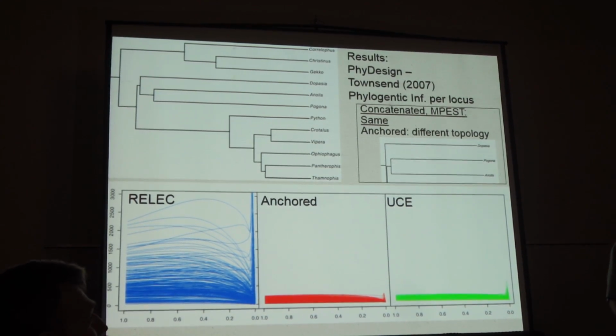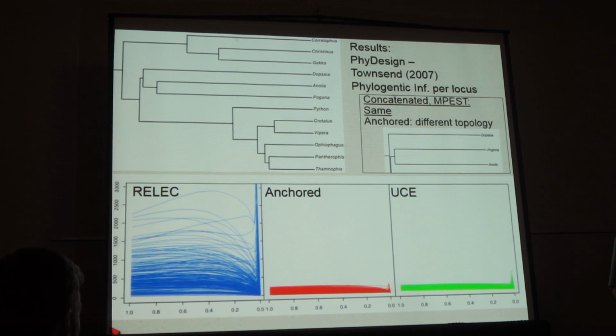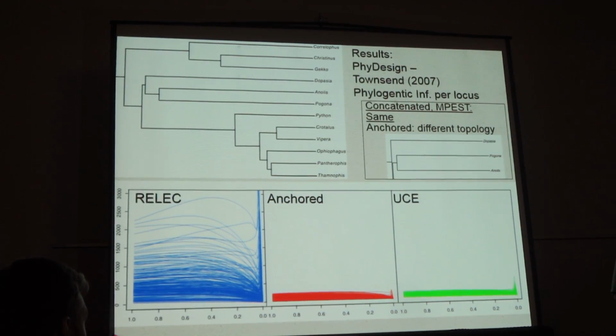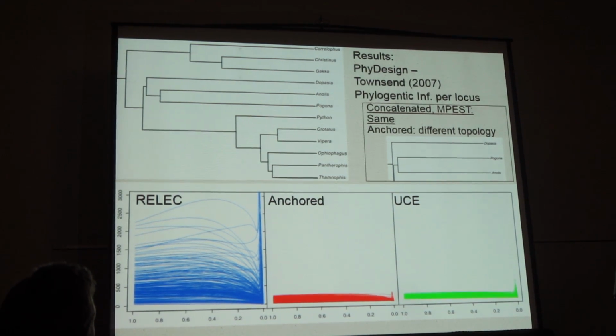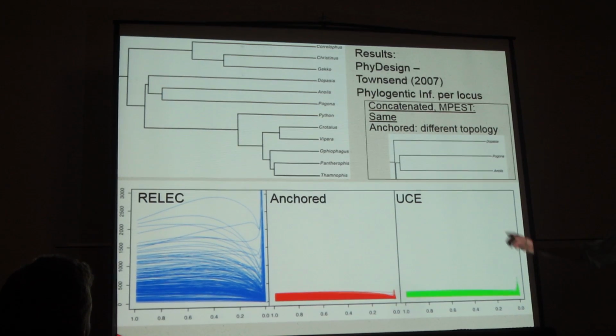Within all three subsets, concatenated and species tree topologies were identical to each other. However, the anchored phylogenomics data produced a different topology than UCE and RELIC, whose topology is represented by the time-calibrated tree shown. The difference in topology for anchored phylogenomics was the relationship of dopasia, and this inset shows the alternative anchored topology.